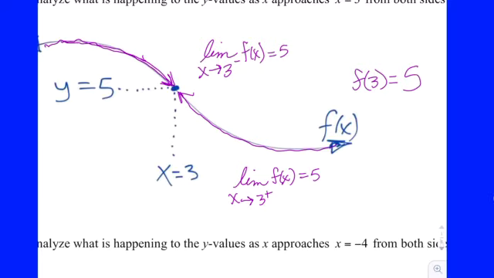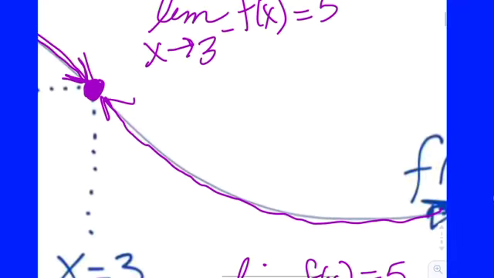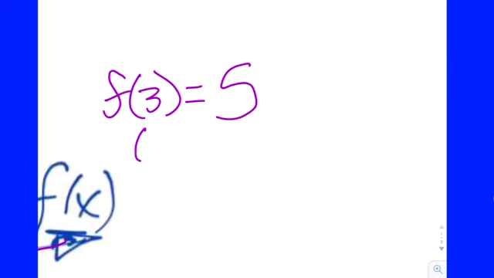It's also 5. What are we looking for when we ask for f of 3 and we have the graph? We're looking for the y value, which is the dot. Good. We're looking for the solid dot. All right, so that's still what we've been doing all along. That's the solid dot.